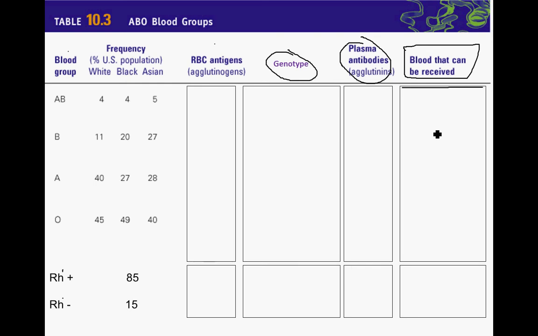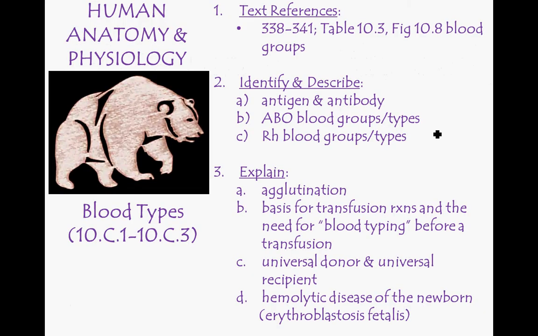Okay? So you should be able to now here describe and identify what an antigen and antibody is. Talk about the ABO blood grouping, identify them, and describe why, what makes you blood type A, what makes you blood type B, etc. What makes you positive or negative, and for that RH factor. And then also be able to explain what an agglutination reaction is. And then in the exercise in class, you'll be able to work on this a little bit more, explaining blood typing, transfusions, the universal donor and recipient.